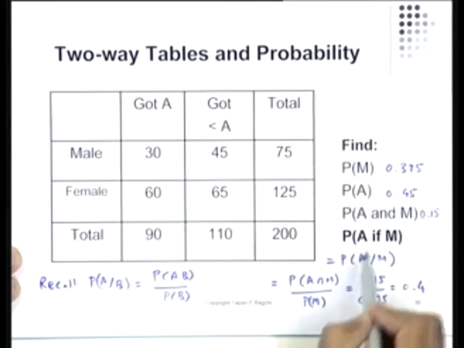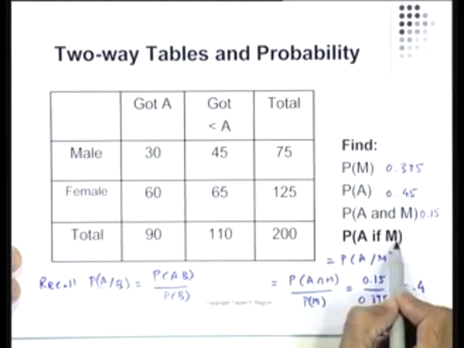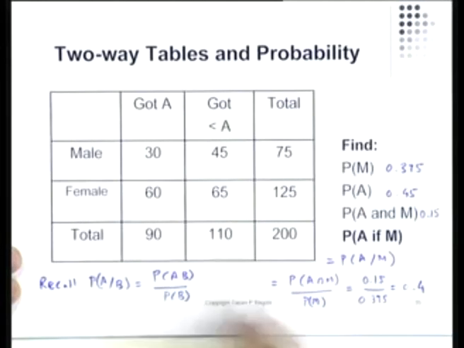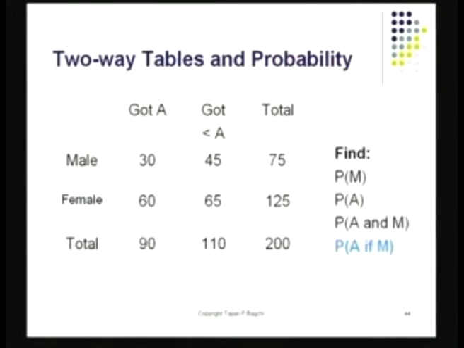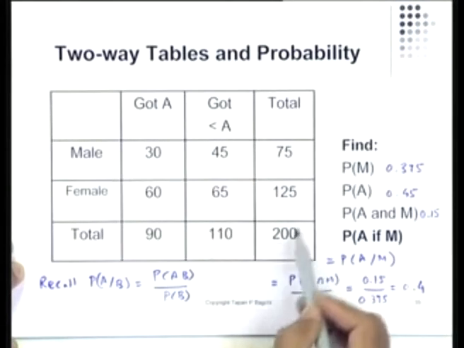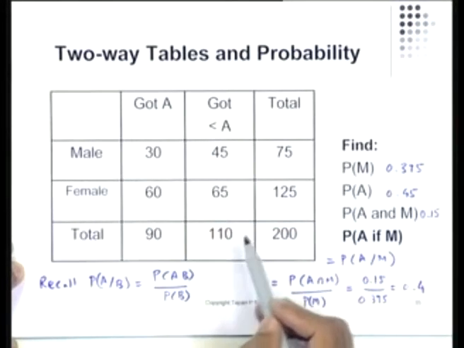Now this conditional probability, probability of A given M: he scored A given that he was a boy. How do I do that? I bring up my probability calculations and I go to my conditional probability formula, and the conditional probability formula is given as this: A intersection B divided by B. And let's take a look at this. These are all joint probabilities.